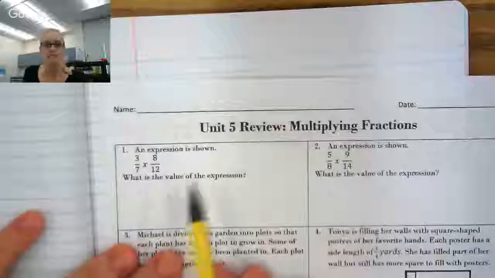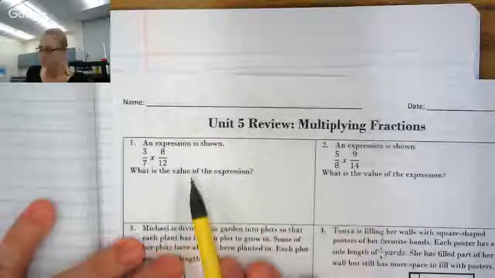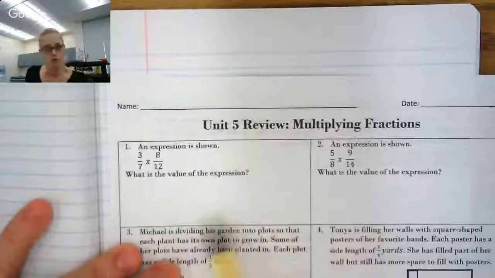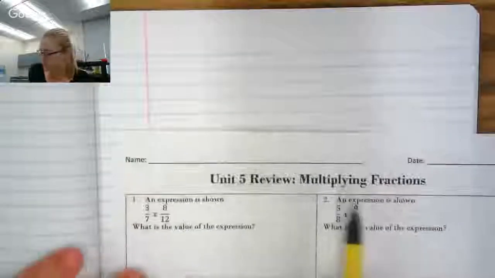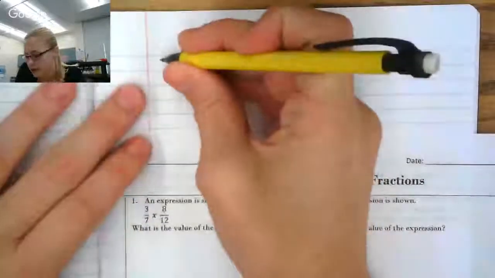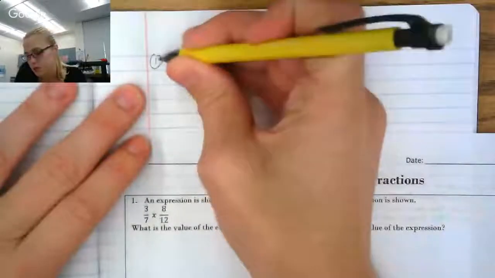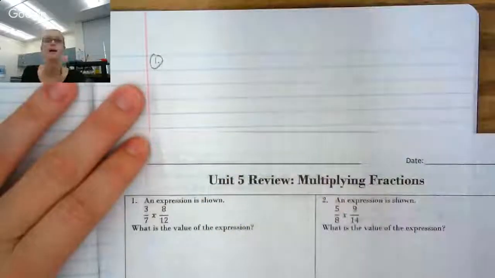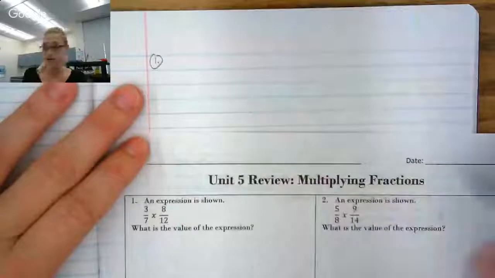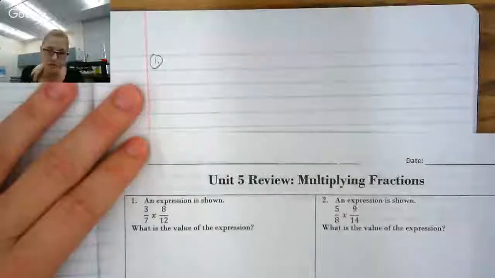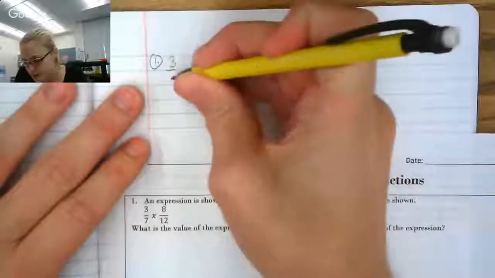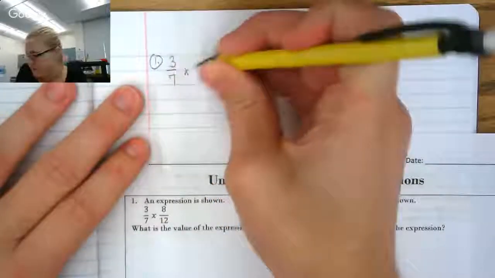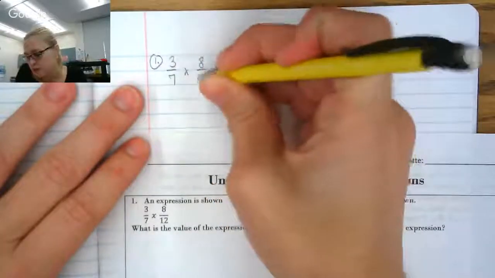So number 1 says, an expression is shown. What is the value of the expression? Now in my mind, I have plenty of room here to show my work. But if you felt like you did not, you could just go to your scrap piece of paper. I'm going to go ahead and do number 1 because I want to make sure it's nice and organized. That way I can A, follow it, and B, that if you submit it to me, that I am able to follow it. So I'm going to go ahead and rewrite this as 3/7 times 8/12 equals.